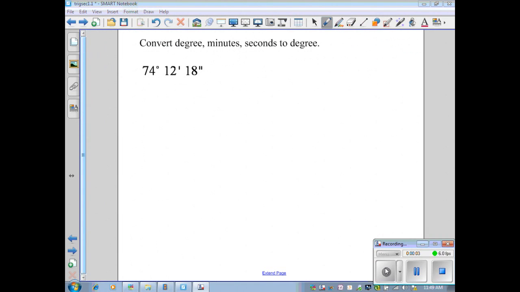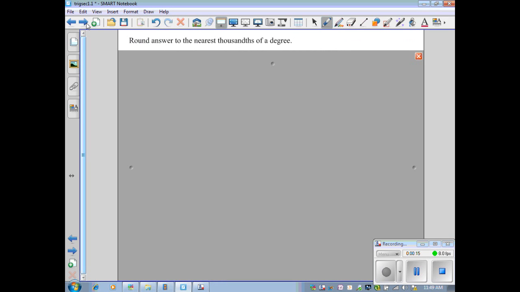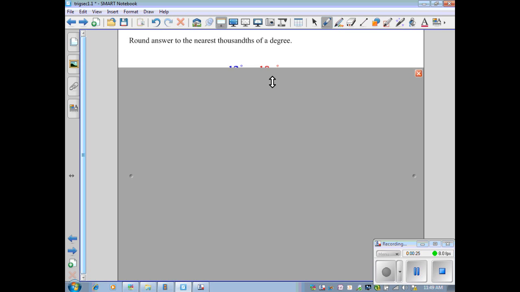Our next example, what we want to do is convert degrees, minutes, and seconds into just degrees. For our example here, we have 74 degrees, 12 minutes, and 18 seconds. Let's see what they want us to do. We want to round the answer to the nearest thousandths of a degree. So we're going to follow this procedure.